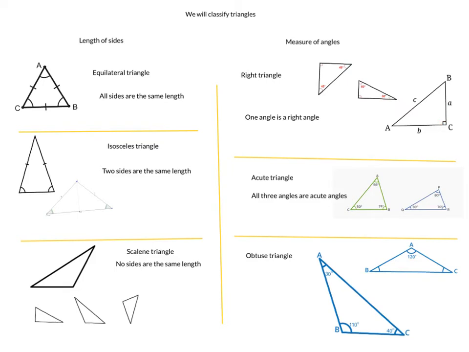An acute triangle is a triangle where all three angles are acute angles. As you know, an acute angle is less than 90 degrees. So if you take a look at these examples, each one of these angles on this triangle is less than 90 degrees. They're acute angles. Same in this case here. All three angles are acute angles, which makes both of these triangles acute triangles.